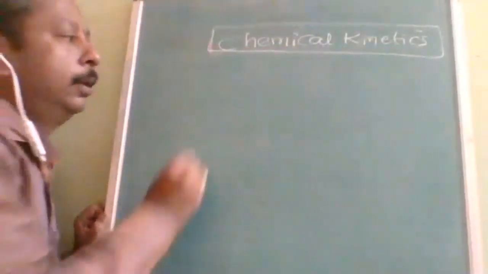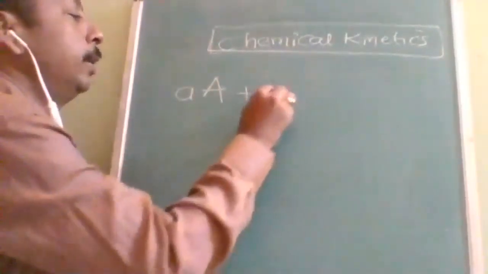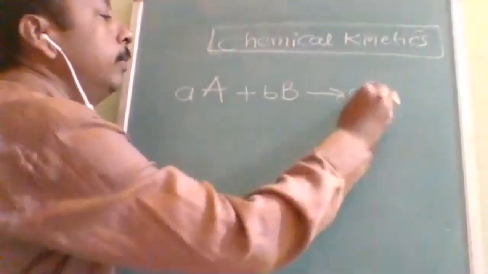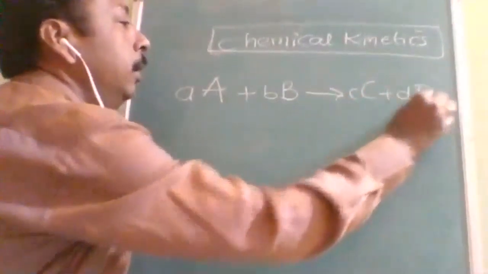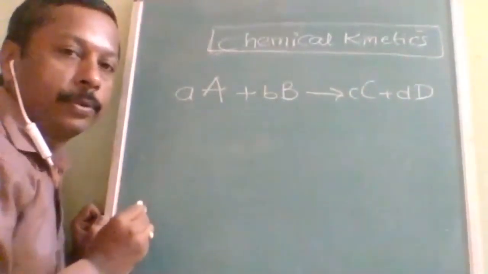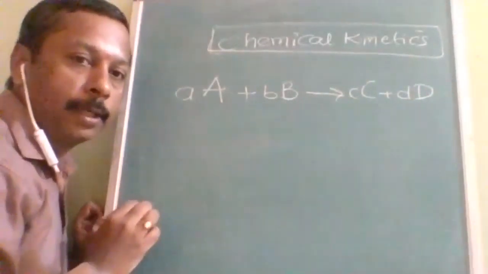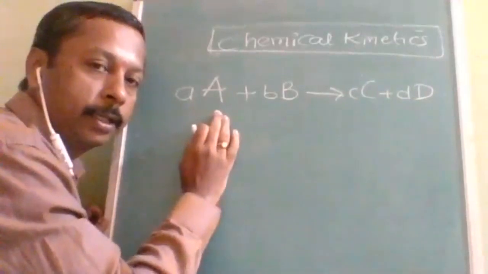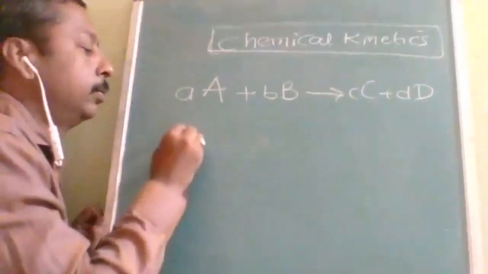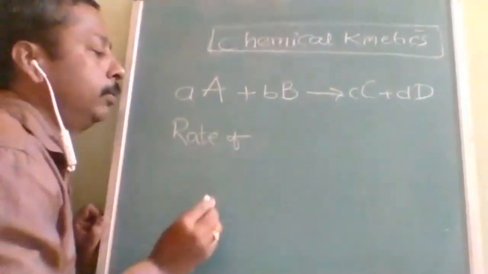Now let us take a simple reaction. a moles of A react with b moles of B to form c moles of C and d moles of D. This is a reaction. Once the reaction proceeds, only two things happen. What are those two things? Reactant gets consumed and the product gets produced. So the rate of reaction can be written in terms of two values.